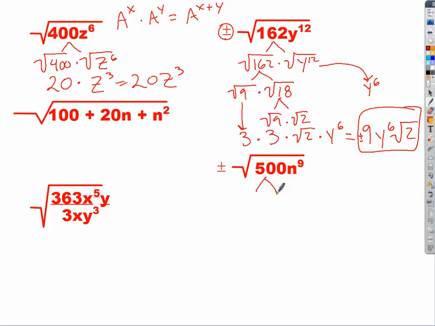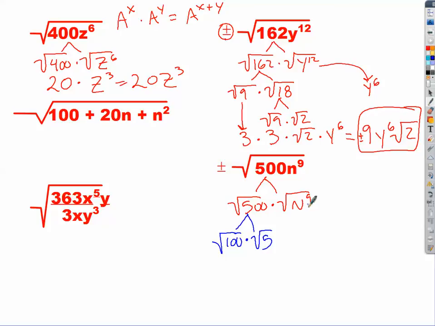So we're going to start by breaking it apart, just like we did in the first two problems, into the square root of 500 times the square root of n to the 9th. So what goes into 500 that is a perfect square? Think big, think even. 100. So the square root of 100 times the square root of 5. Now 100 is a perfect square. 5 we can't simplify, so we don't need to go any further. The square root of n to the 9th.